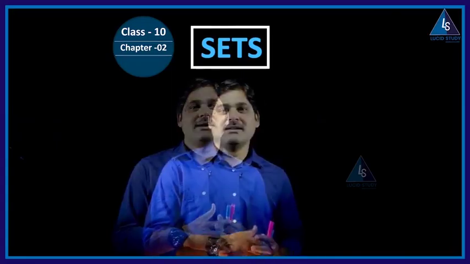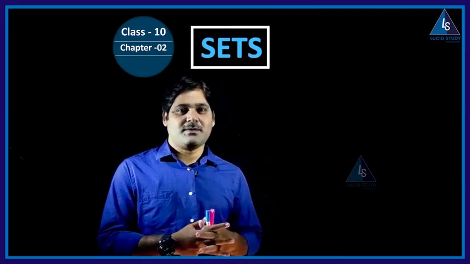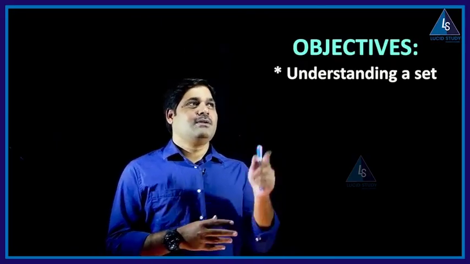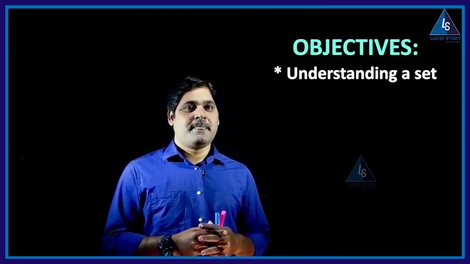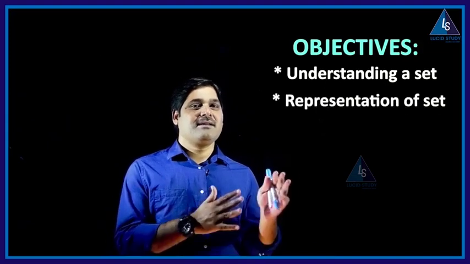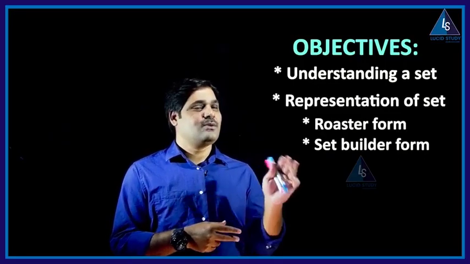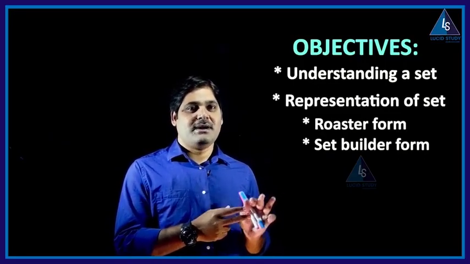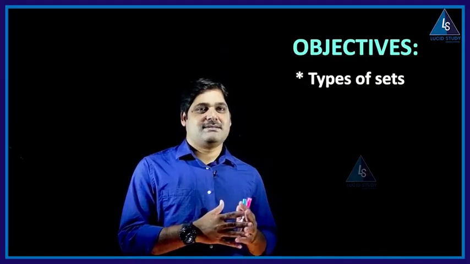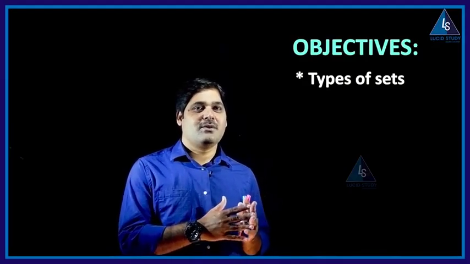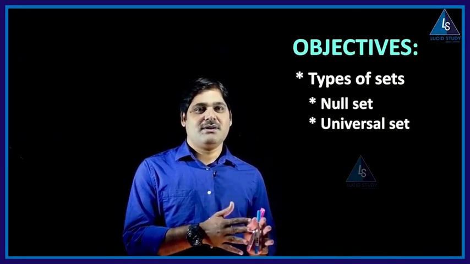Today we are going to discuss a very easy and interesting chapter in 10th class mathematics. Let us see the objectives of this chapter, what we are going to learn at the end of this entire class. First, understanding a set. Next, how to represent sets. There are two types: one is roster form, one is set builder form. Types of sets: in that we are going to discuss the null set and the universal set.